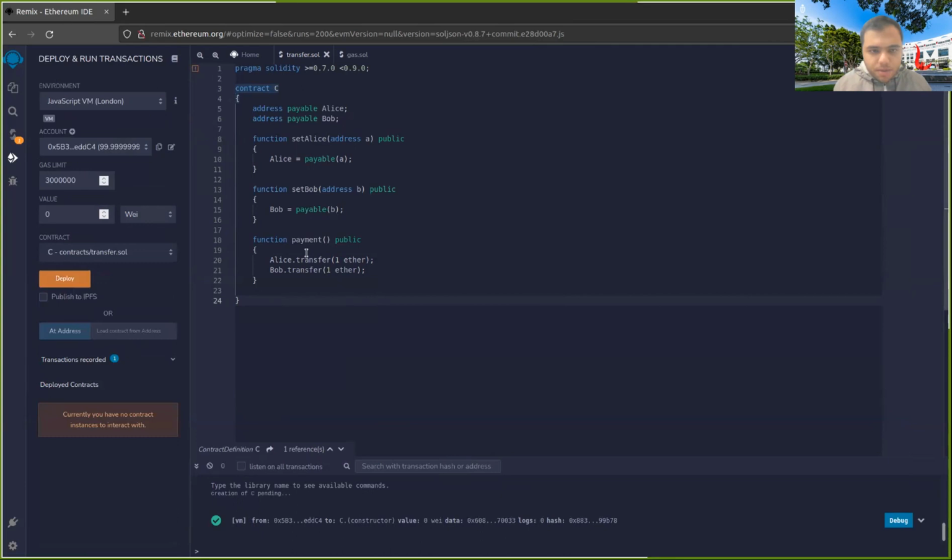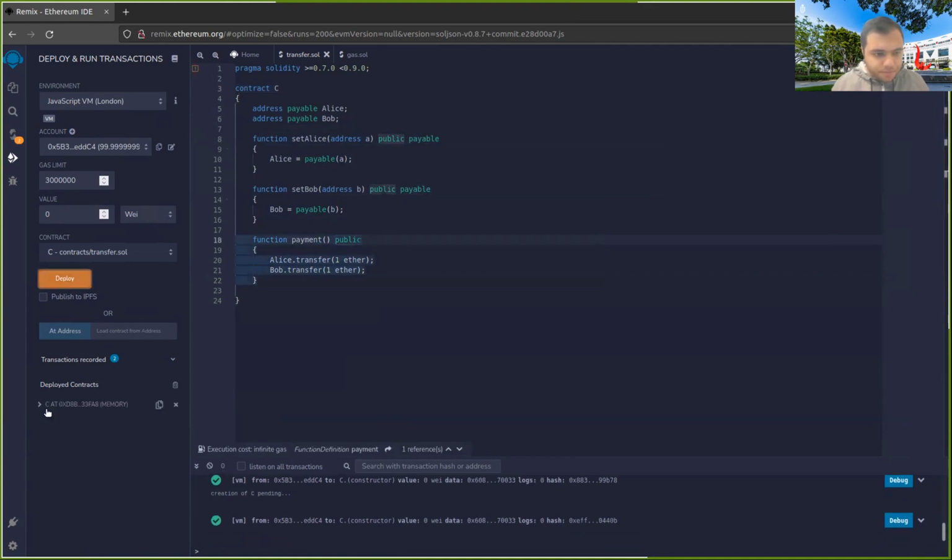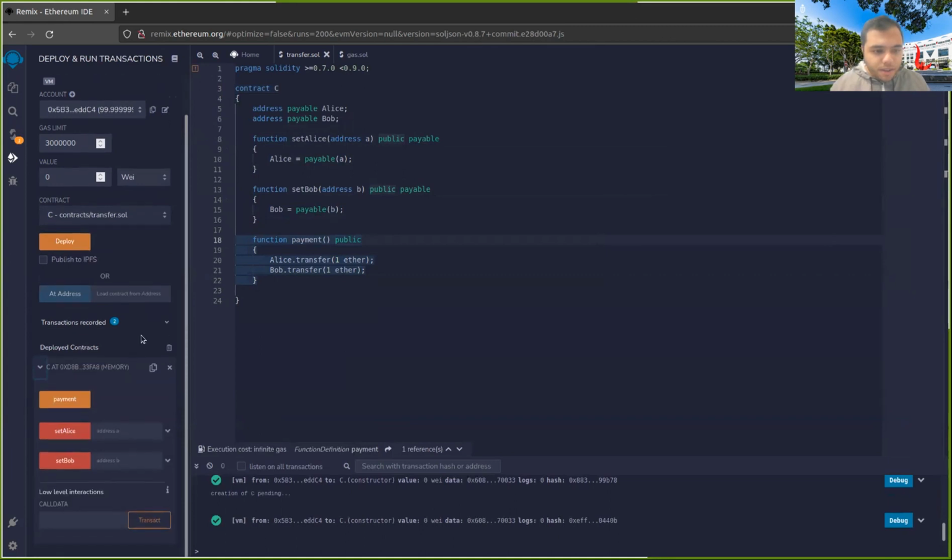Actually, let me do something else. Let's say that setAlice and setBob are payable. So deploy this again. What I can do is set who's going to be Alice and who's going to be Bob, and then I can just click on payment, and 1 Ether should be paid to each of Alice and Bob.